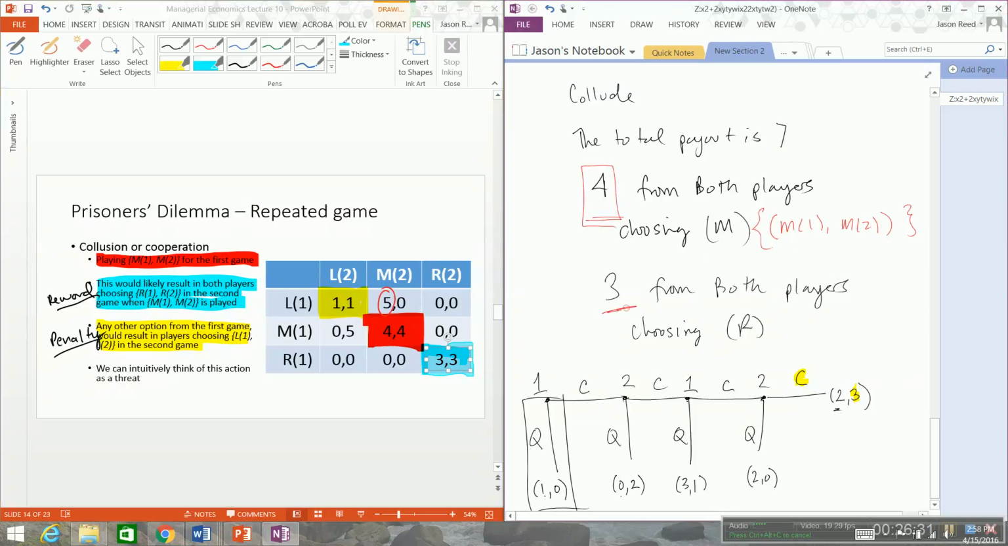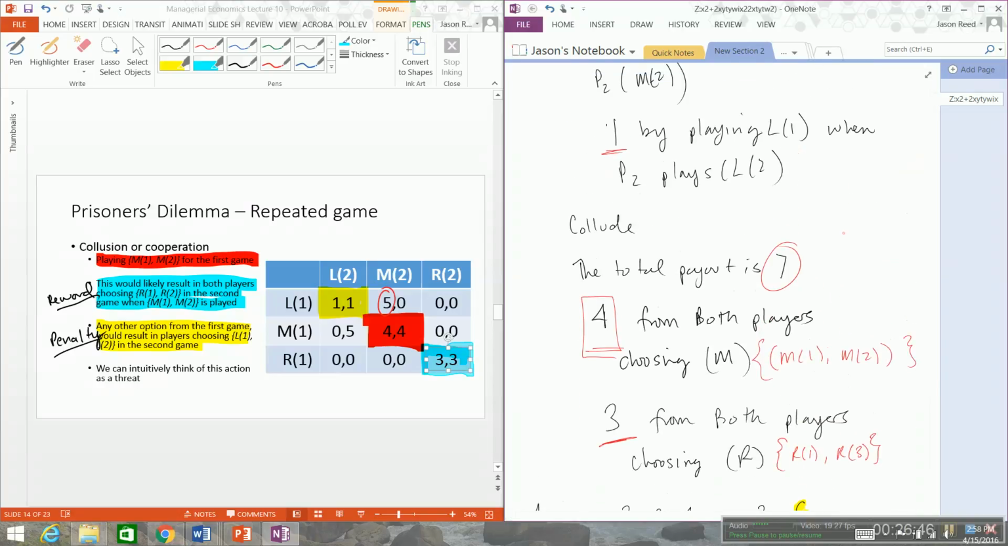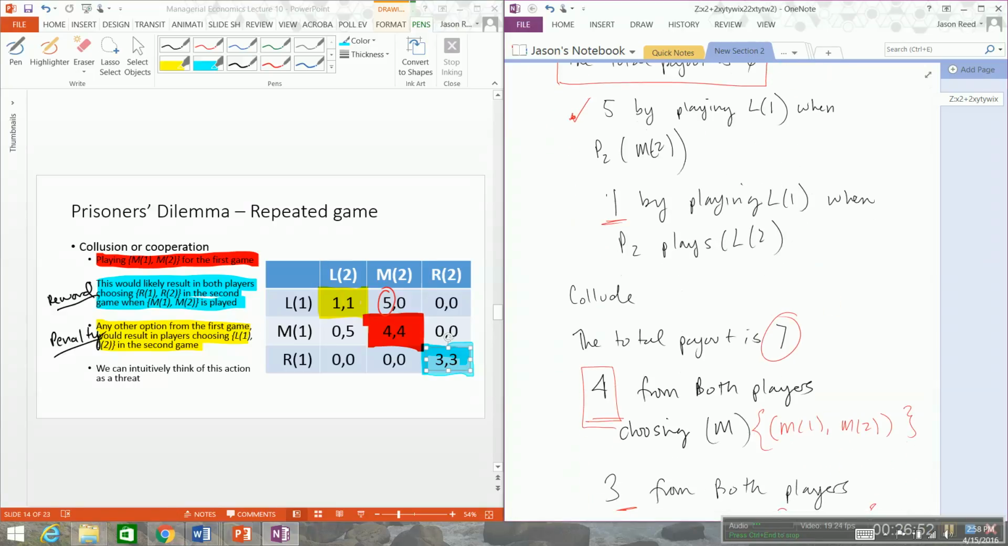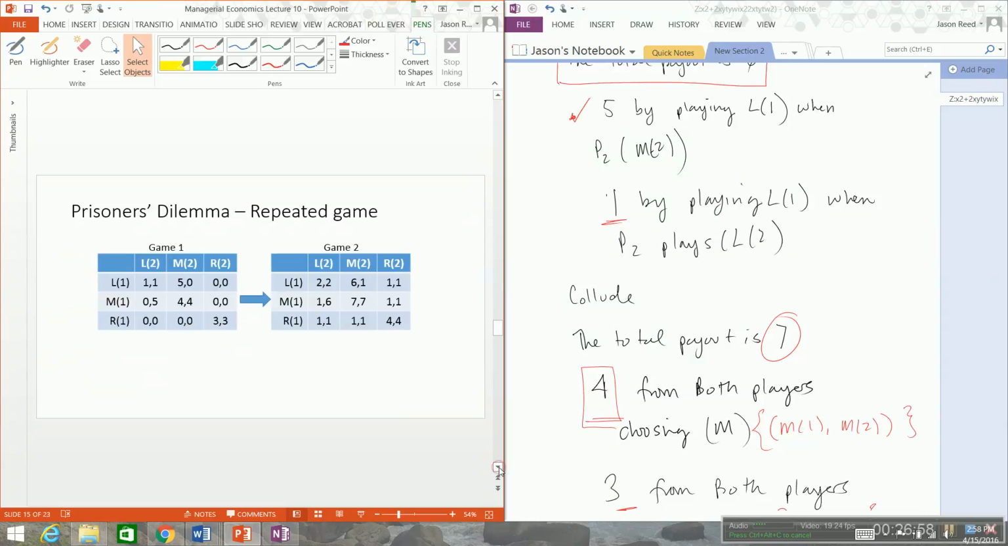I now get an additional 3 units by both of us choosing right. And since we now get 3 units in total, my payout is 7. So by cooperating, I'm going to be better off by playing 7 than I am by actually cheating and getting 6 payout. So that's an interesting result. That means that in the beginning game, I can actually start playing middle.